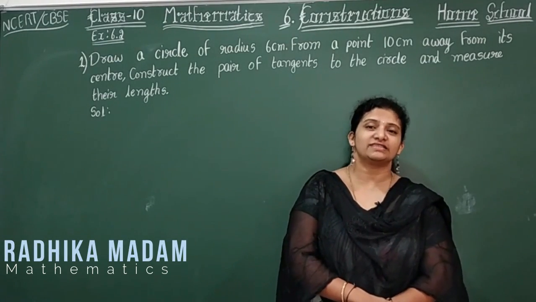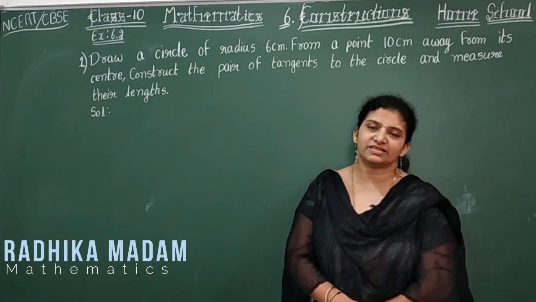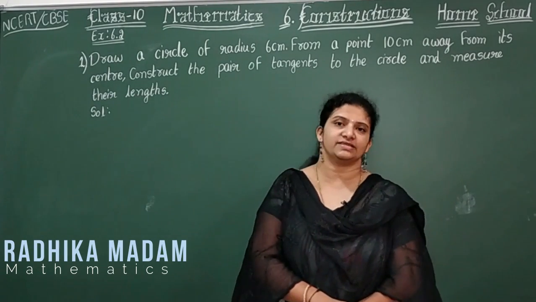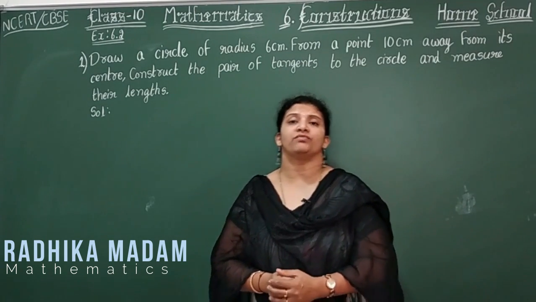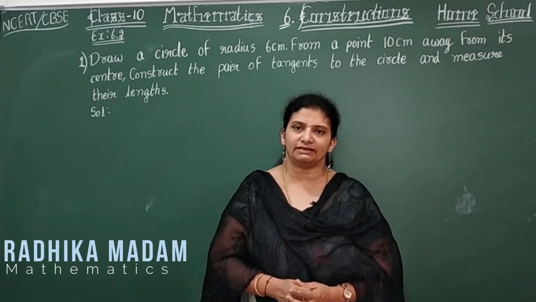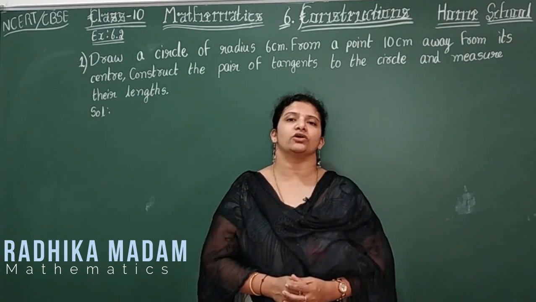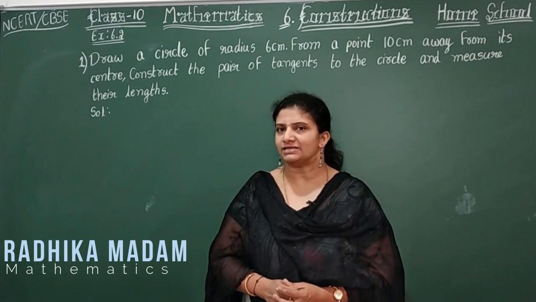This is your next session of class 10 mathematics construction. In this session, we are going to start exercise 6.2. In our last exercise, we learned how to divide a line segment internally and also how to draw a similar triangle in a given ratio. That was your last exercise, children.